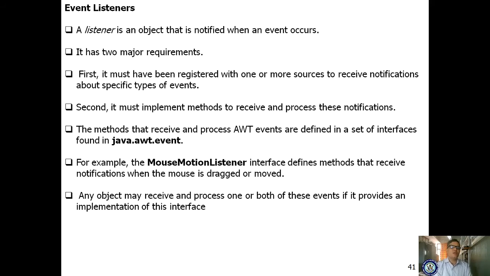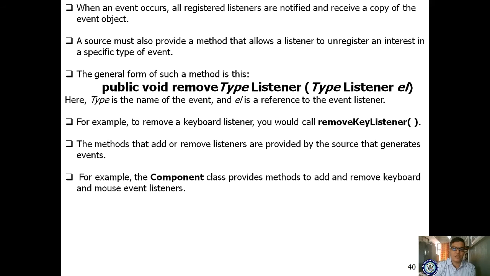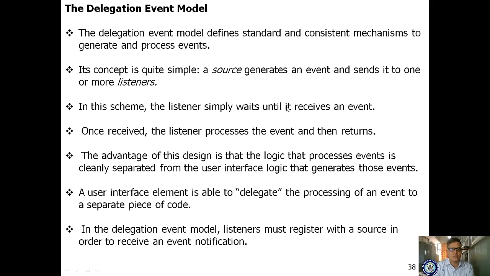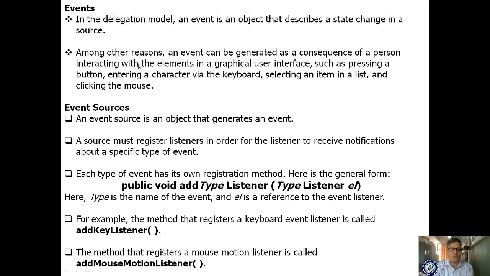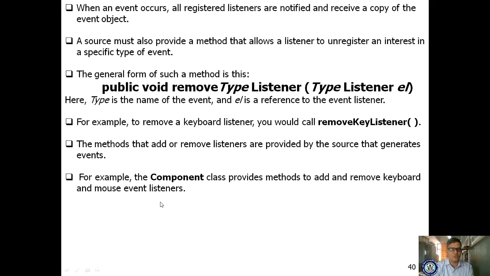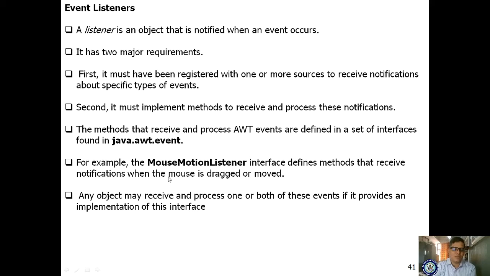Let us see event listeners. All these questions are related to one question only. This is the delegation event model. The delegation event model consists of event source and event listeners. Now we are seeing the event listeners. A listener is an object that is notified when an event occurs.